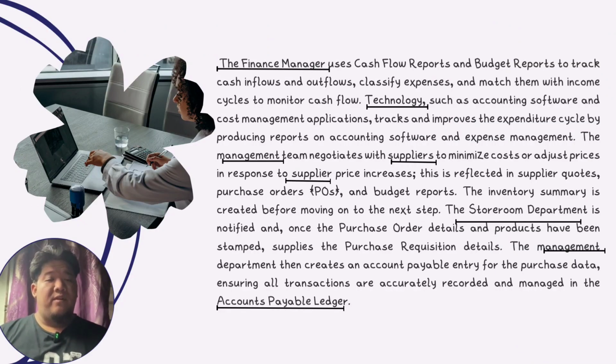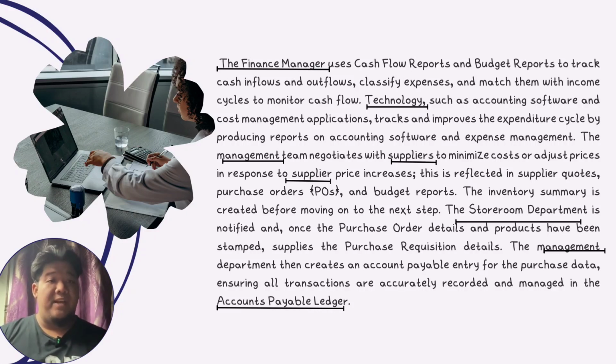Okay, now let's move on to the second paragraph. The first entity is the finance manager, who utilizes the cash flow report and budget report to monitor cash inflow and outflow, classify expenses, and align them with income cycles to keep track of cash flow. The second one is technology, which plays a significant role in improving the expenditure cycle. Accounting software and cost management applications generate reports that help track expenses and enhance financial management.